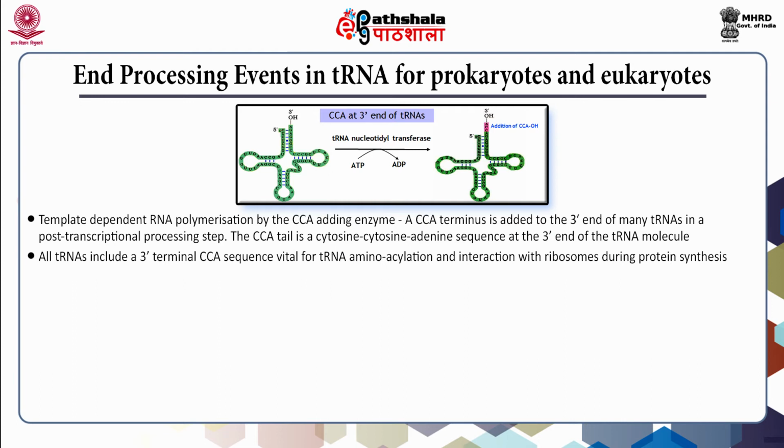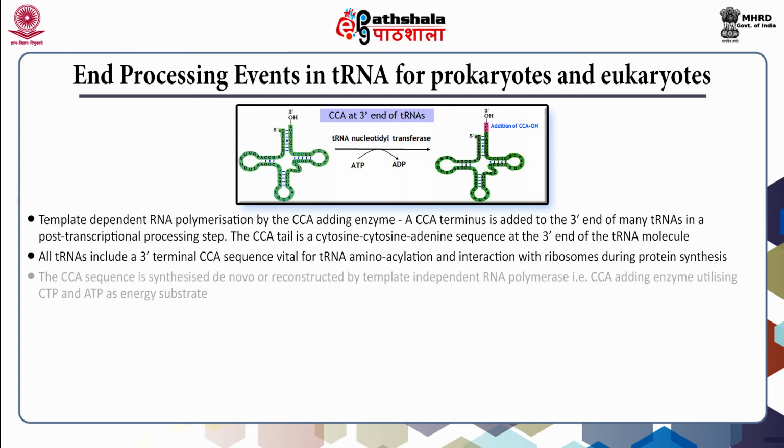All the tRNAs include a small 3' terminal CCA sequence vital for tRNA aminoacylation and interaction with the ribosomes, exhibited vividly in protein biosynthesis. The CCA sequence is synthesized de novo or reconstructed by a template-independent RNA polymerase, that is the CCA adding enzyme, utilizing CTP and ATP as energy substrate.